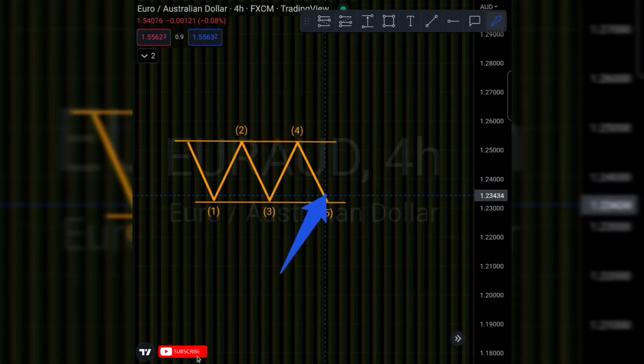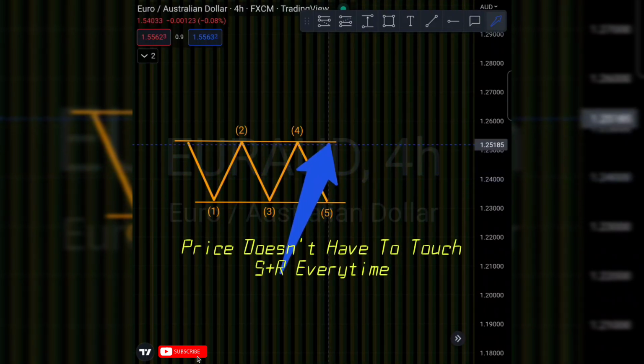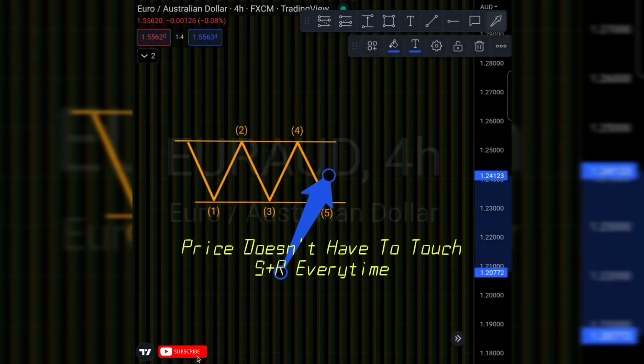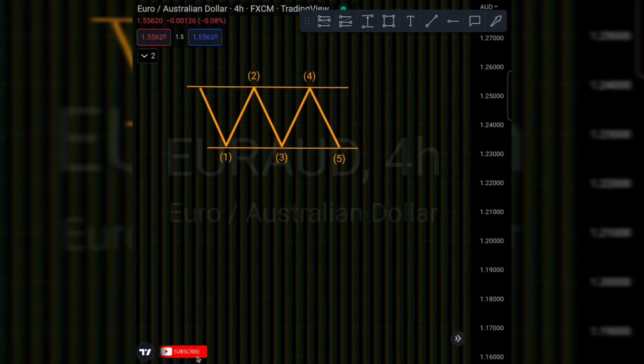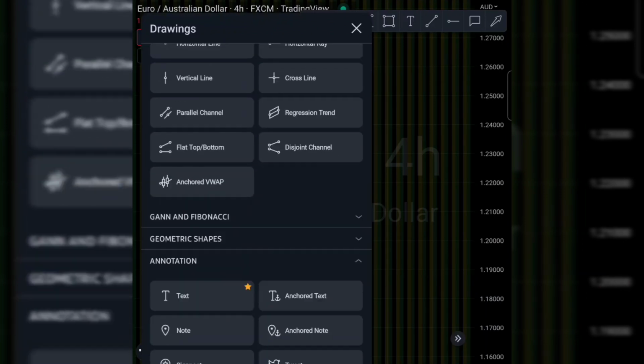Also, it doesn't have to go and hit every time, right? It doesn't have to go and hit every time to be a range. And what I mean by that, and I'll show you really quickly. We'll go over this really quickly.